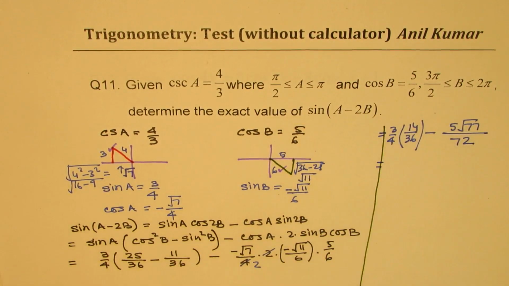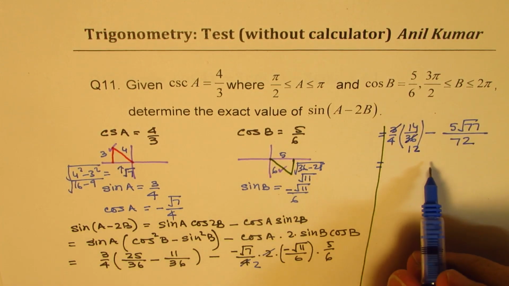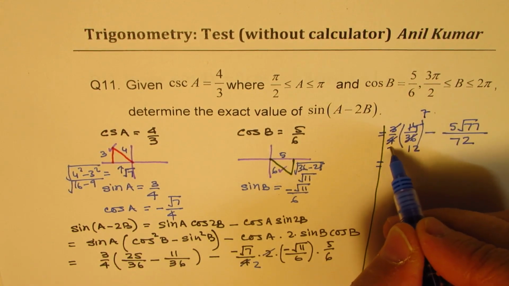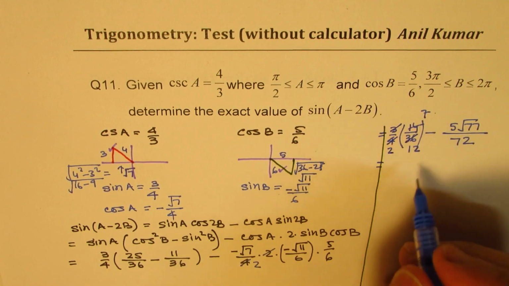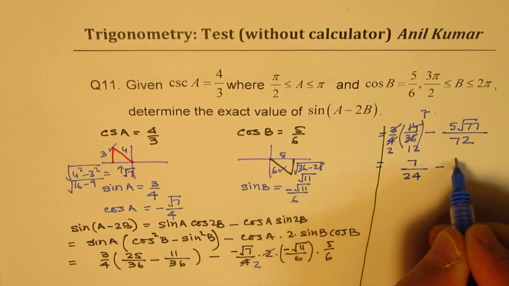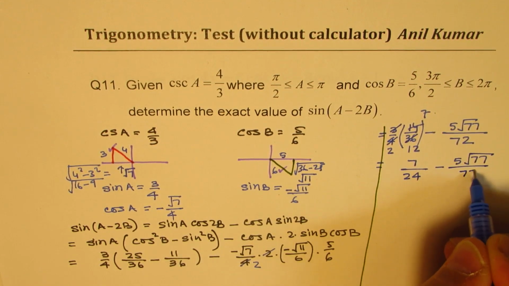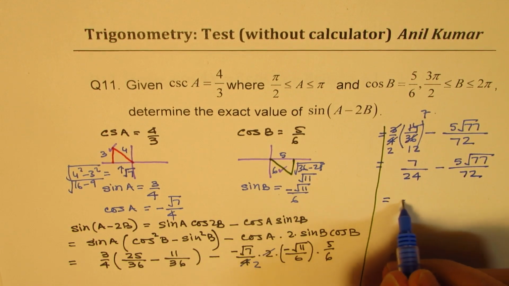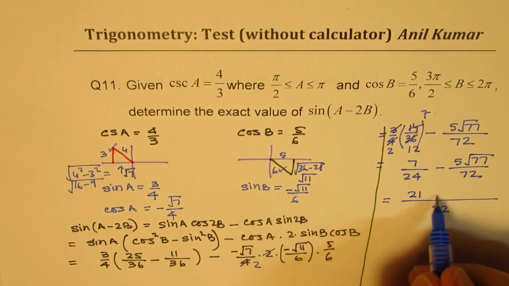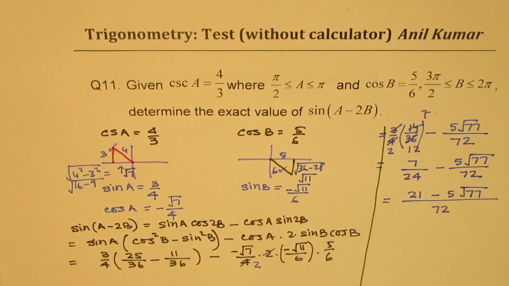Okay, so now we could simplify this further. 3 goes 12 times. Okay. And that is 7 and 2. So we have here 7 over 24 minus 5 square root 77 over 72. So 72 is a common factor 3 times. So we get 21 minus 5 square root 77 as our answer, correct?